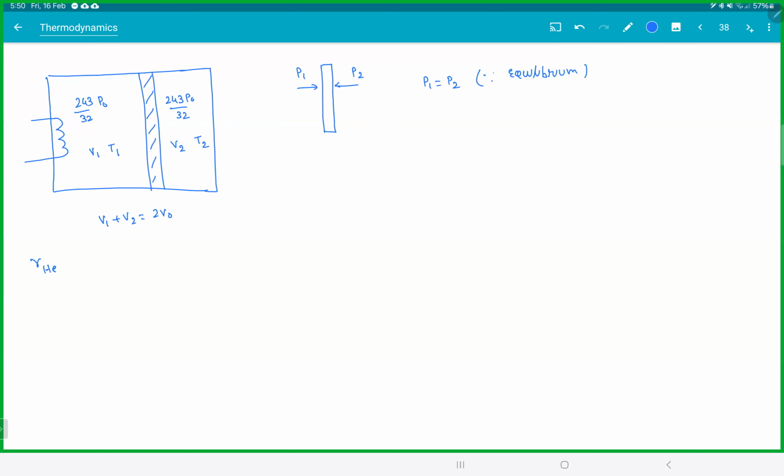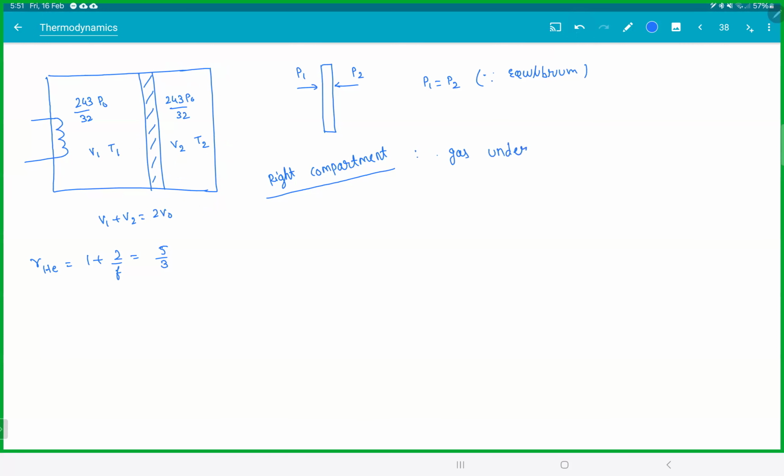Now, gamma of the helium gas is 1 plus 2 by F, where F is 3 because it's helium. That is 5 by 3. Can you tell me what process the right compartment is undergoing? The right compartment is undergoing an adiabatic process, because there is no heat transferred through the walls. The walls are insulated. The only way it is getting energy is that the piston is doing some work.